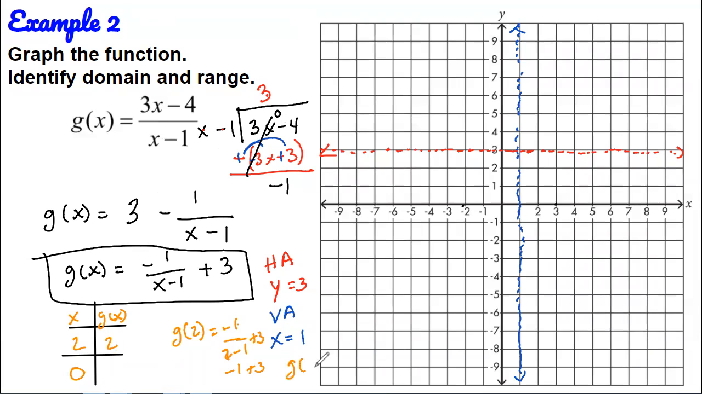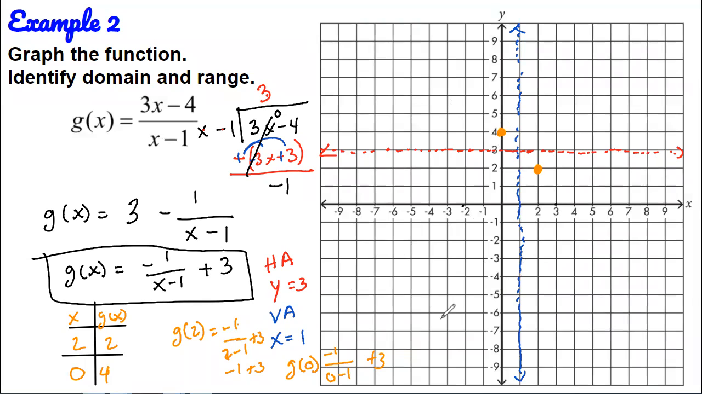Next one, we have g of 0. We have -1 over 0 minus 1. This is going to give me +1. Plus 3, this gives me 4. Perfect, okay. So we have (2, 2) right here, and we have (0, 4) right here.